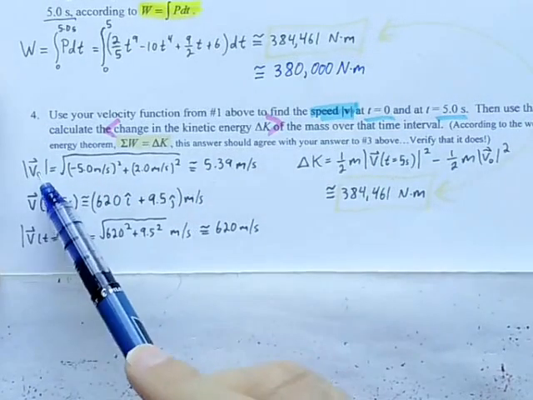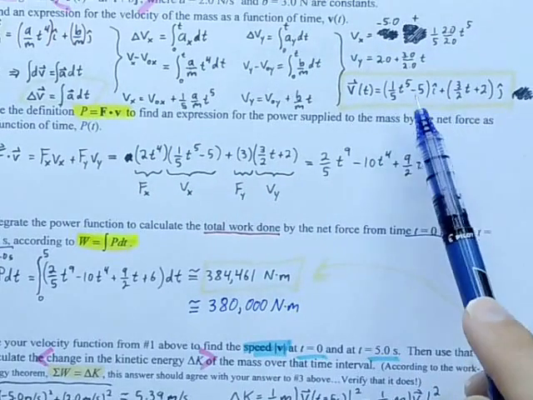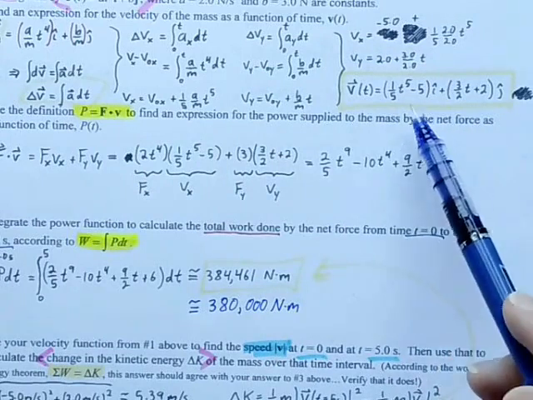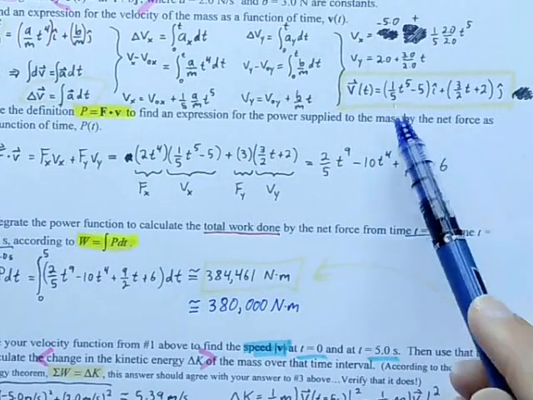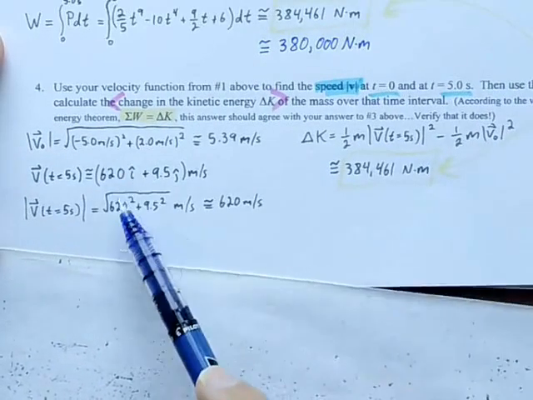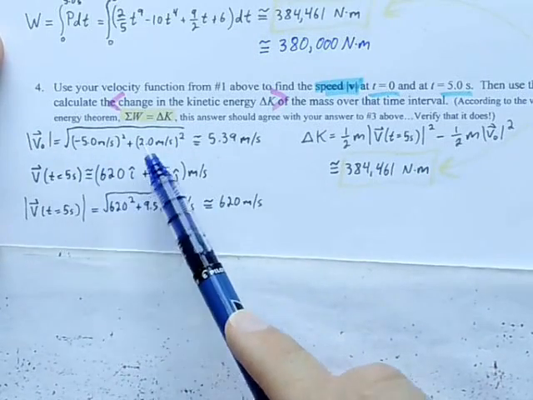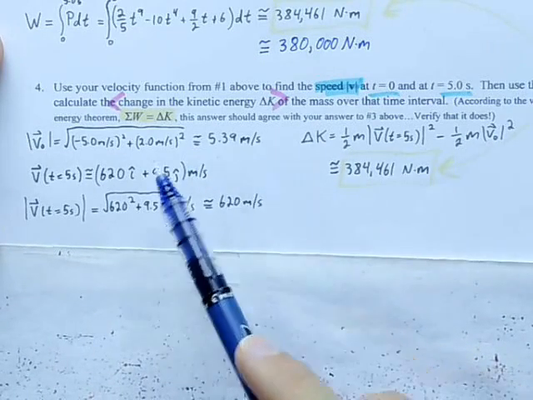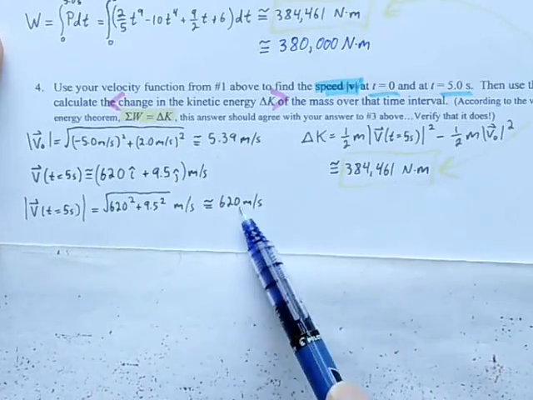Okay. Speed at time 0 comes from evaluating our velocity function at t equals 0. So plug in 0 for t here and here to get Vx and Vy at time 0. Then we'll evaluate this at time 5, so plug in 5 seconds for t here and here to get Vx and Vy at time 5 seconds. And then use the Pythagorean theorem to find the magnitude of the velocity. So here's Vx and Vy at time 0. So that's our speed at time 0, roughly that. And then here is Vx and Vy at 5 seconds, Pythagorean theorem, to get the speed at 5 seconds.